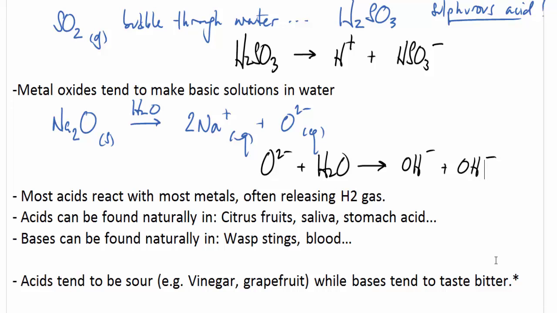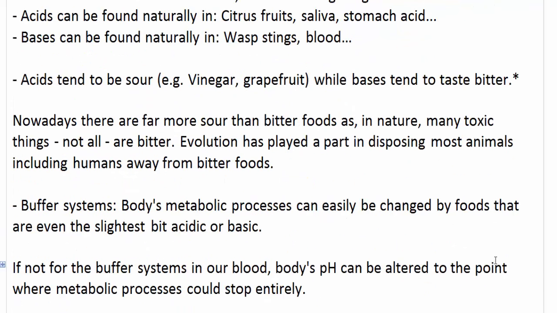You can find acids in things like citrus fruit, saliva, and stomach acid, and bases in things like wasp stings and blood and so on. Acids tend to be sour, like vinegar and grapefruit, while bases tend to taste bitter. Nowadays, there are far more sour than bitter foods because many toxic things, not all of them, are bitter. Evolution has helped animals, including humans, stay away from bitter foods.